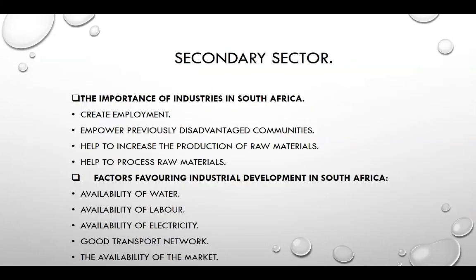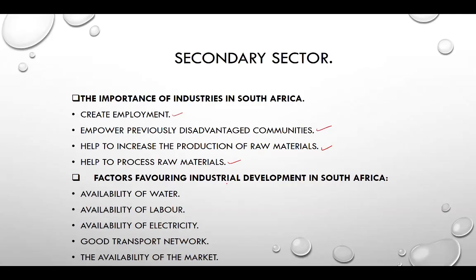Now, secondary sector, the importance there is to create employment, just like in primary sector, just like in mining, empower previously disadvantaged communities, help to increase the production of raw material, help to process raw material. So it also leads to a multiplier effect. Because the secondary sector manufactures machinery that is used in primary sector and also in secondary sector. So it leads to the manufacturing of other products. That is what we call multiplier effect.